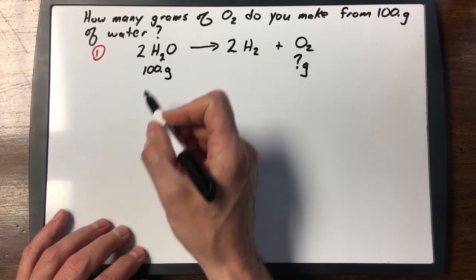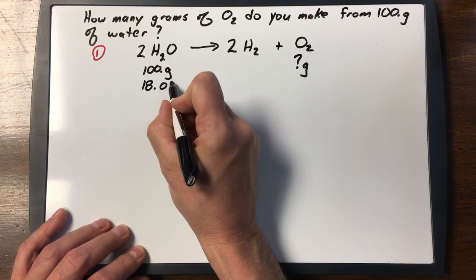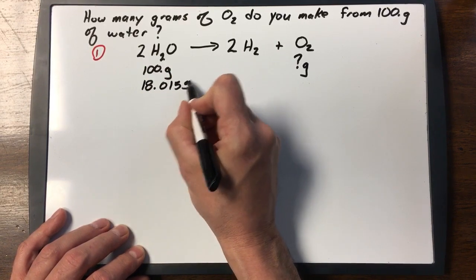So when I calculate the molar mass of oxygen, I get 18.015 grams per mole.